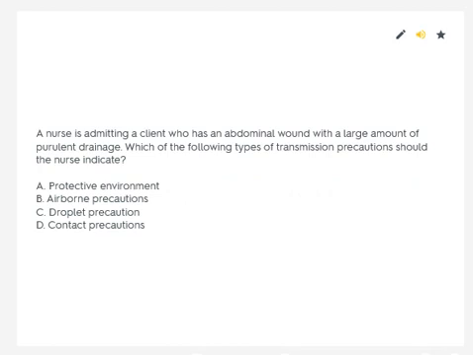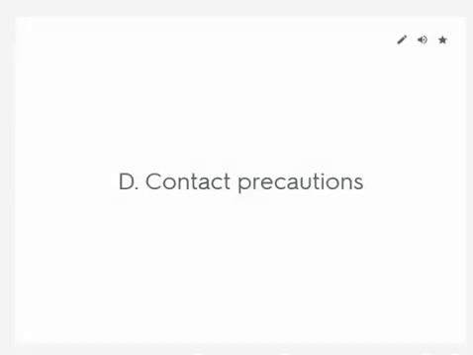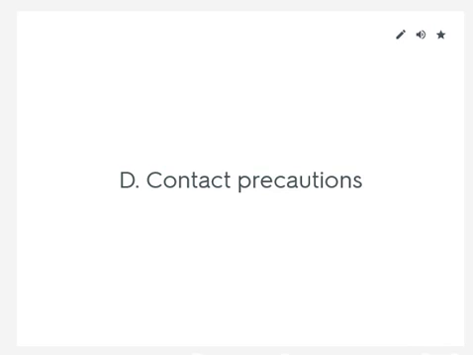A nurse is admitting a client who has an abdominal wound with a large amount of purulent drainage. Which of the following types of transmission precautions should the nurse indicate? A. Protective environment. B. Airborne precautions. C. Droplet precautions. D. Contact precautions. D. Contact precautions.